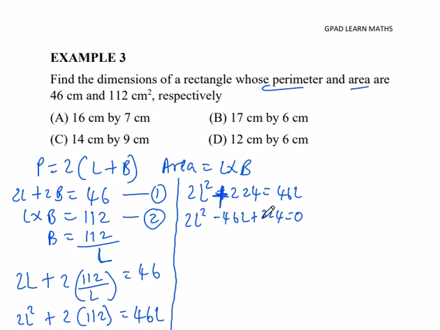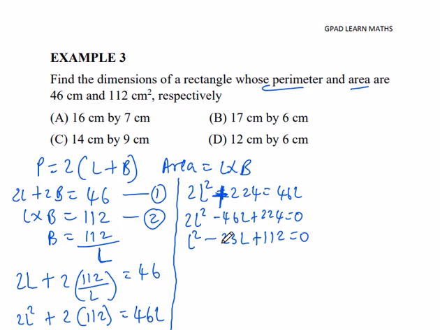I can divide through by 2 just to make this equation simpler or less complex. So if you divide this by 2, you get L squared minus 46 divided by 2 will give you 23L plus 224 divided by 2 will give you 112. So everything is equal to 0. Now this is a quadratic equation. I am going to factorize this equation.